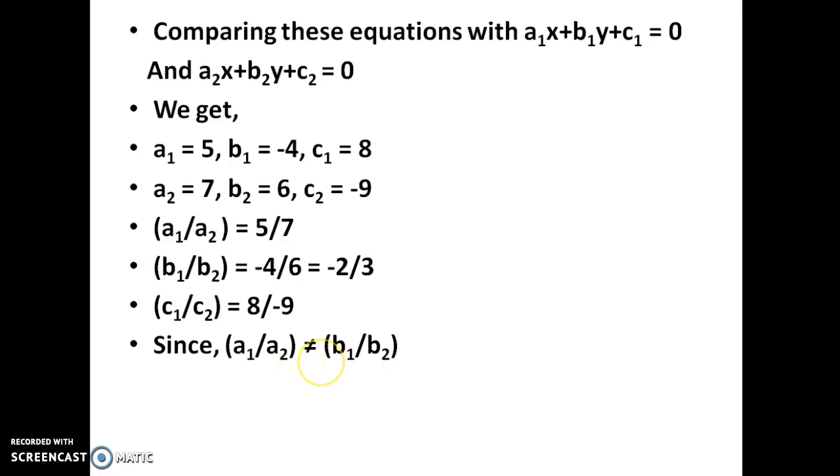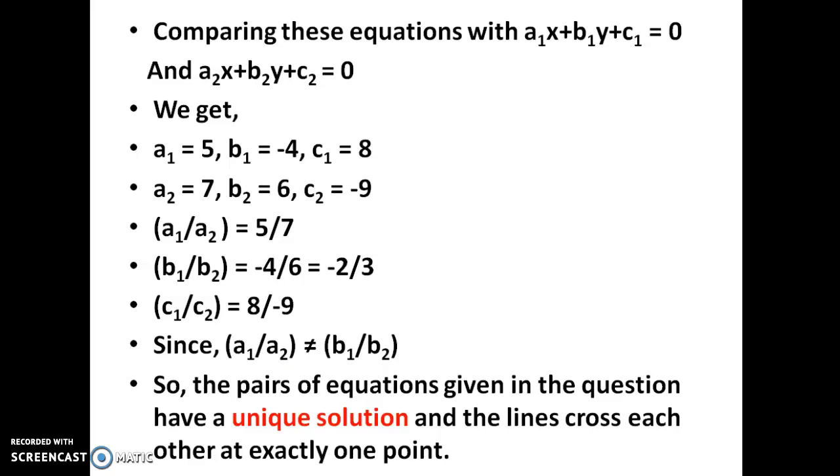So by this we can say that the pair of linear equations given in the question have a unique solution and the lines cross each other at exactly one point. This is the condition which we studied in the previous video. That means only one solution it is having, and if you plot this equation in the graph, you will have two lines intersecting at one point.